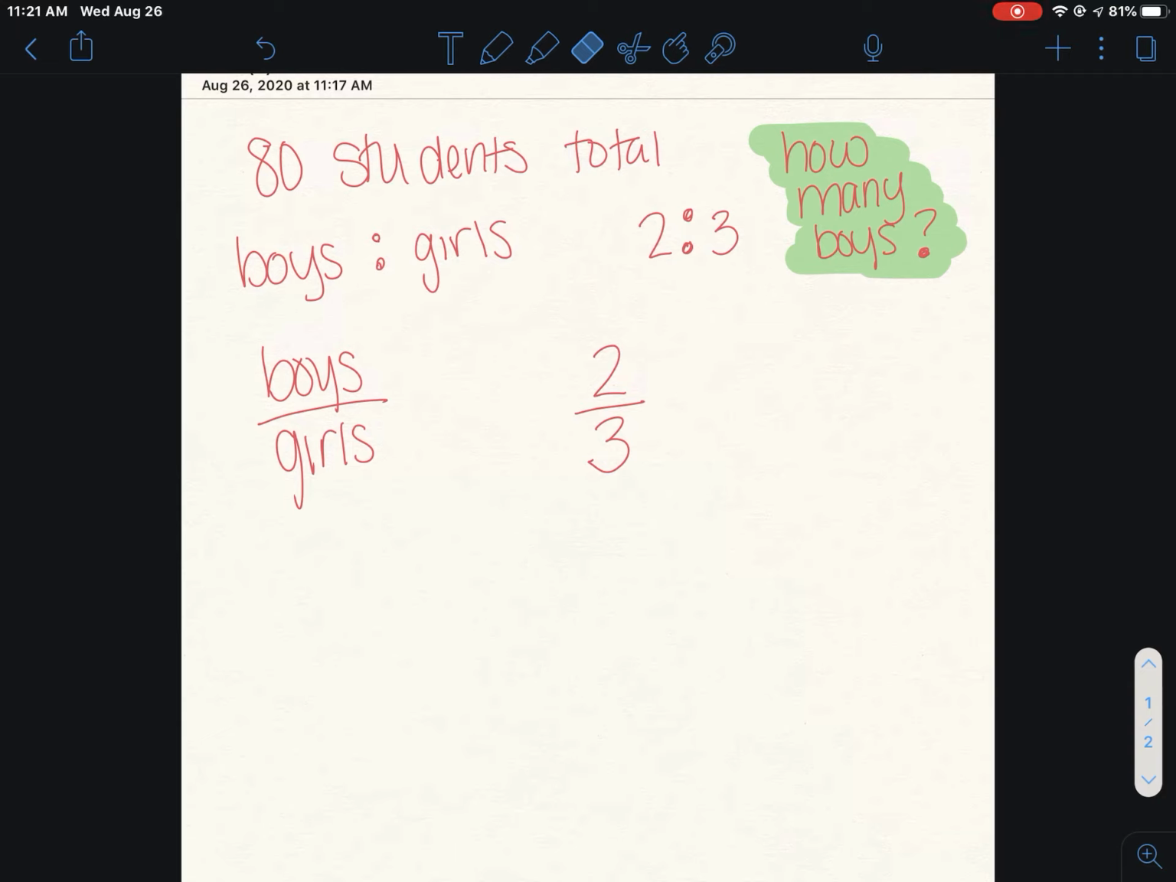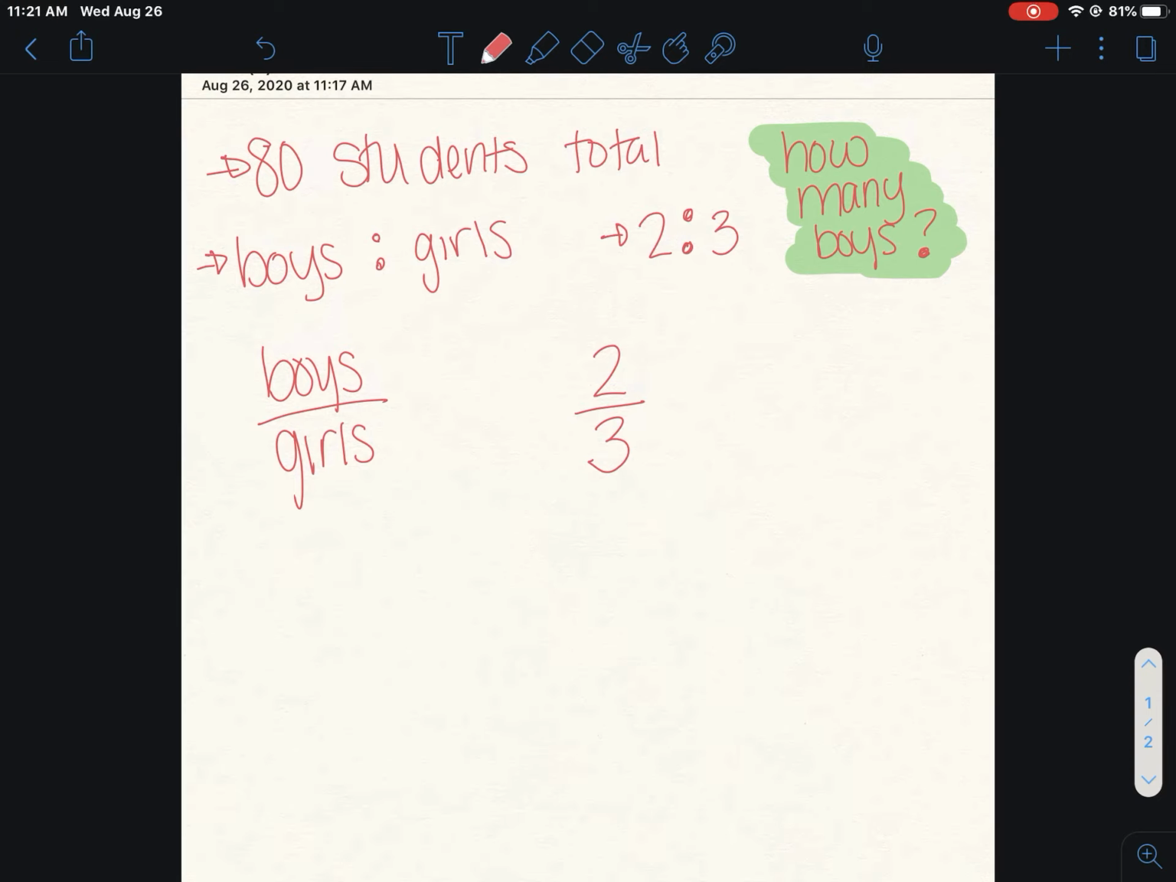So one of the questions was, there are 80 students in Mr. Bass's class. The ratio of boys to girls is 2 to 3. And then we wanted to find out how many boys there were in the class. So we have 80 total students. Boys to girls is how the ratio is written, and that's 2 to 3. So 2 boys to 3 girls.